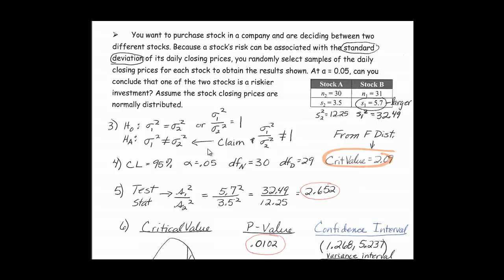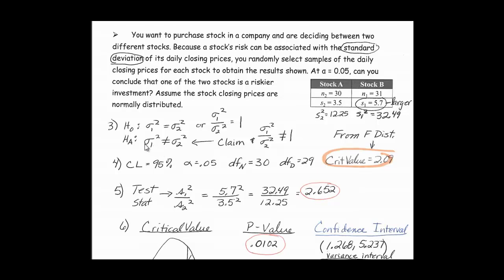Okay, going back to our regular lineup when we're dealing with hypothesis testing, we have to write our null and our alternative hypothesis. The null is always that the two variances are equal to each other, or that the ratio is equal to 1. The alternative in this case is we're just comparing to see if one is riskier than the other, we don't know which one.